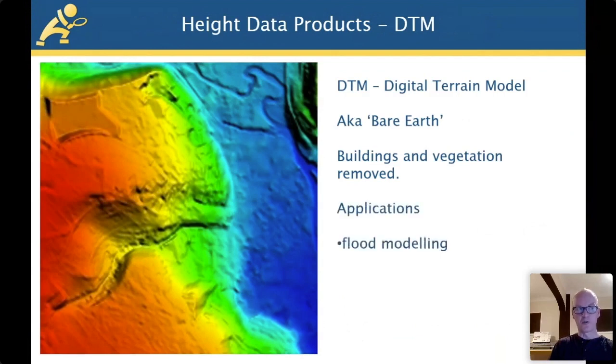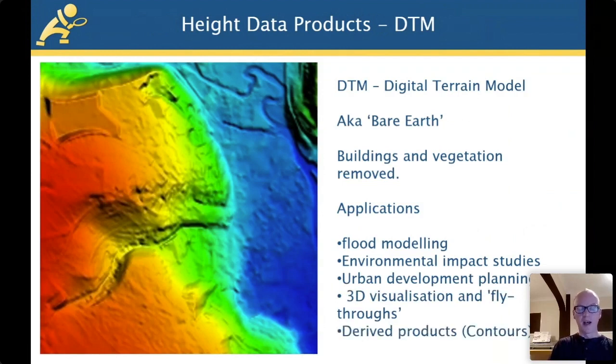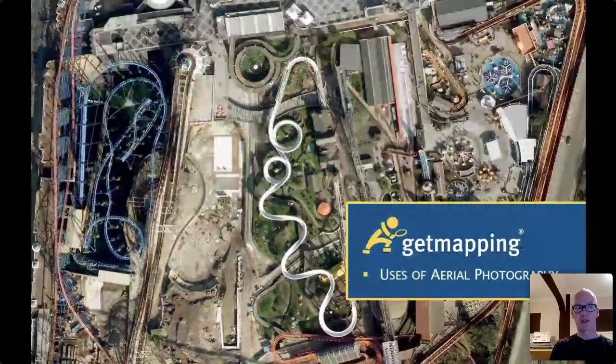And the applications of removing our buildings and vegetation, most primarily, are flood modeling. So it's a hugely useful data set for flood modeling, environmental impact, development planning, and 3D visualization. There's all sorts of applications for the height products. And once you've got a DTM, you can automatically derive contours as well for mapping. So again, all of this is directly derived from the photography and part of our standard production process.